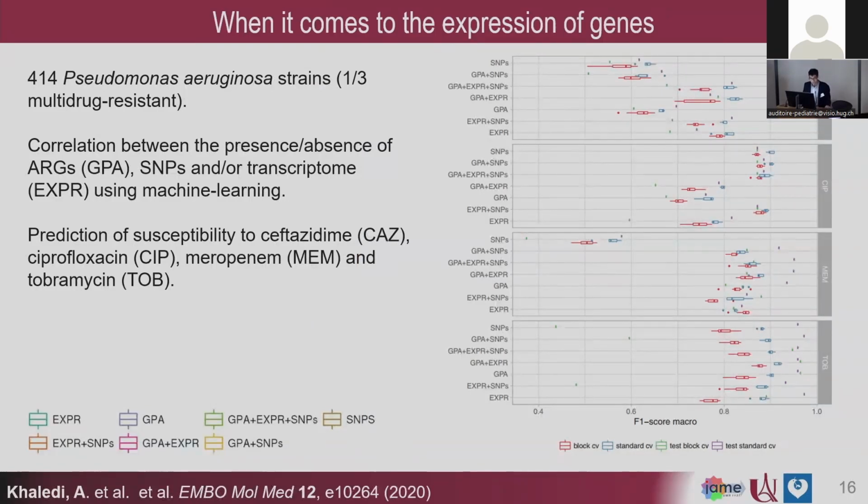And the conclusion is that it's working better than just considering SNPs and the presence or absence of antibiotic resistance genes. But even with combining the gene presence or absence, expression of genes and SNPs, which is here in this category, you see that according to the data sets, you're not in this range where you should be if you want to use it as a clinical tool. So still lots of improvement for bacteria such as Pseudomonas aeruginosa.